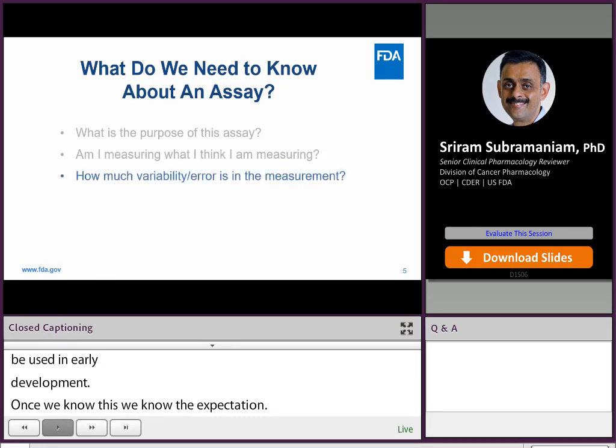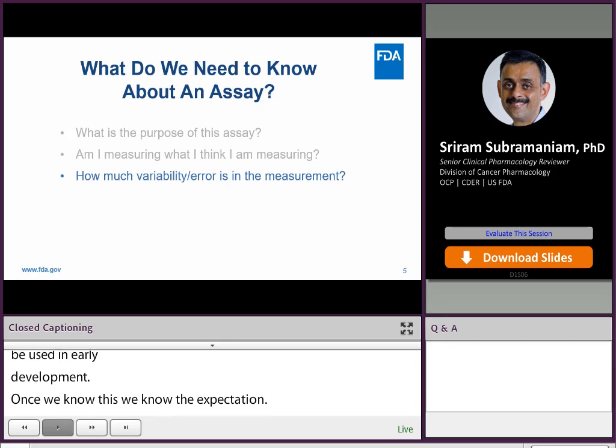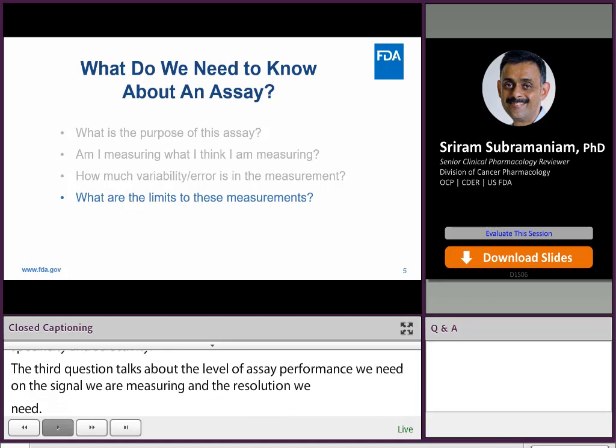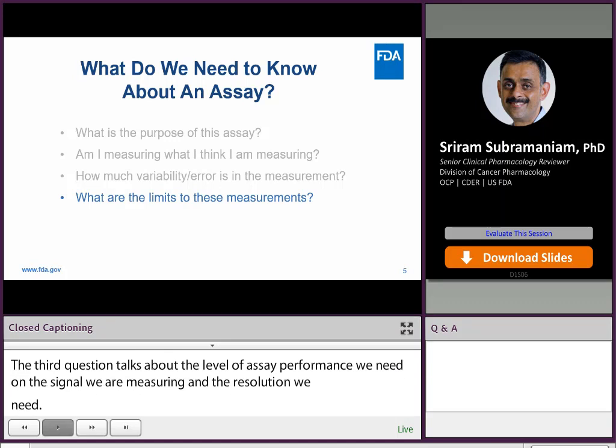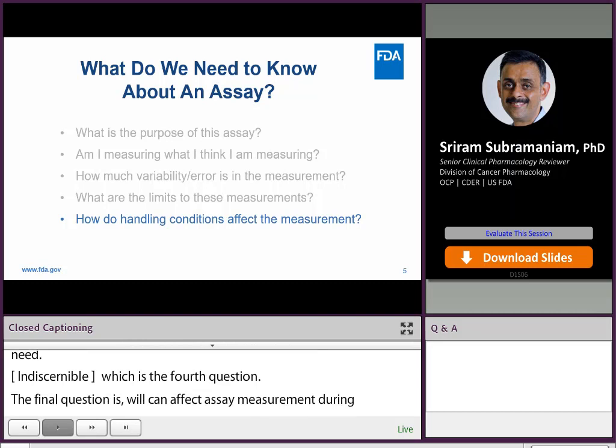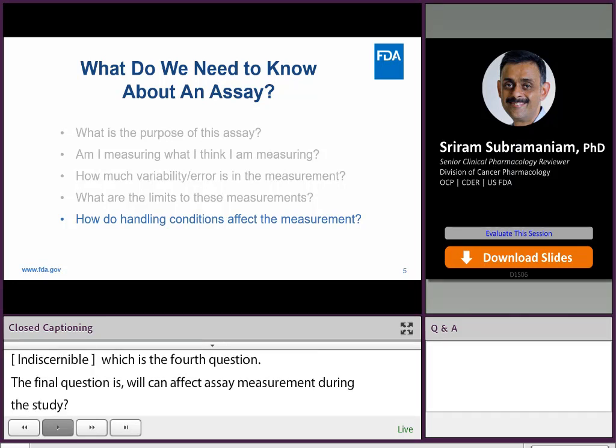The third question talks about the level of assay performance we need, which depends on the signal we are measuring and the resolution that we need to measure the signal. Once we know the allowable assay variability, we can then set the appropriate acceptance limits, which is the fourth question. The final question is, what can affect assay measurement during the study? So we need to know the expected sample handling conditions during the study. So these are some of the important considerations that should cross your mind when developing a bioanalytical quantitative assay.